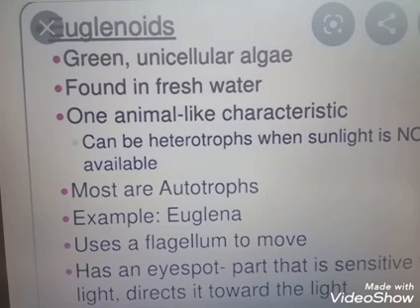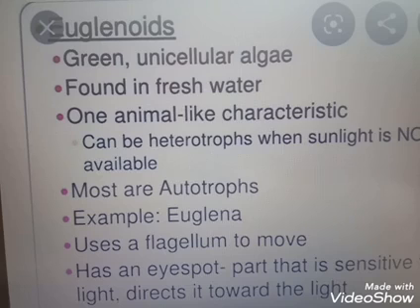First feature: euglenoids are green unicellular algae found in fresh water, and they have animal-like features. But animal-like features means they are not heterotrophic. They are autotrophic, which means they have photosynthetic pigments. Chlorophyll a, chlorophyll b and beta carotene, xanthophylls are present in them. They possess 2 flagella, one short and the other long, and the body is covered by a pellicle.